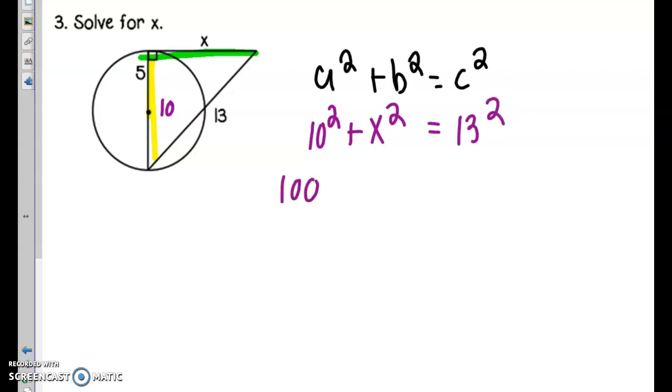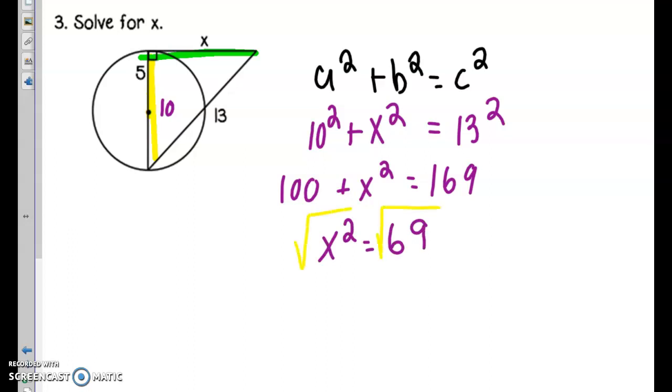So 100 plus x squared equals 169. Subtract 100 from both sides, we get x squared equals 69. And now we need to take the square root of both sides. 69 is not a perfect square, so you are going to need a calculator for this one. X equals approximately 8.3. Again, not degrees, because we're talking about the length of a segment, not the measure of an arc or an angle.